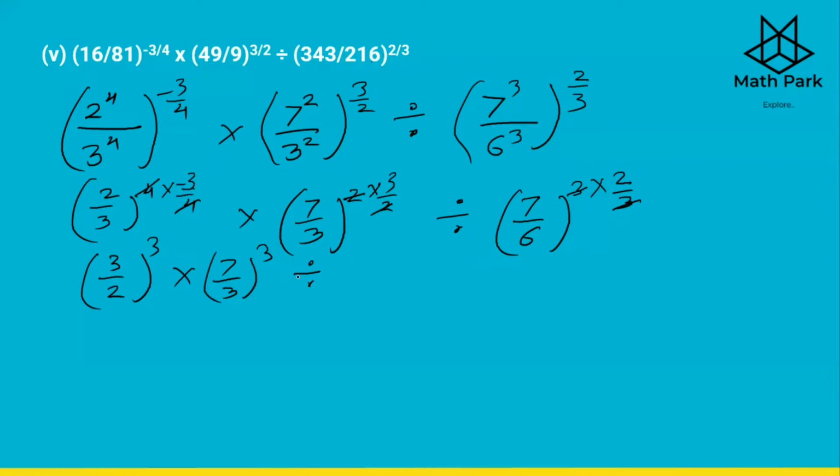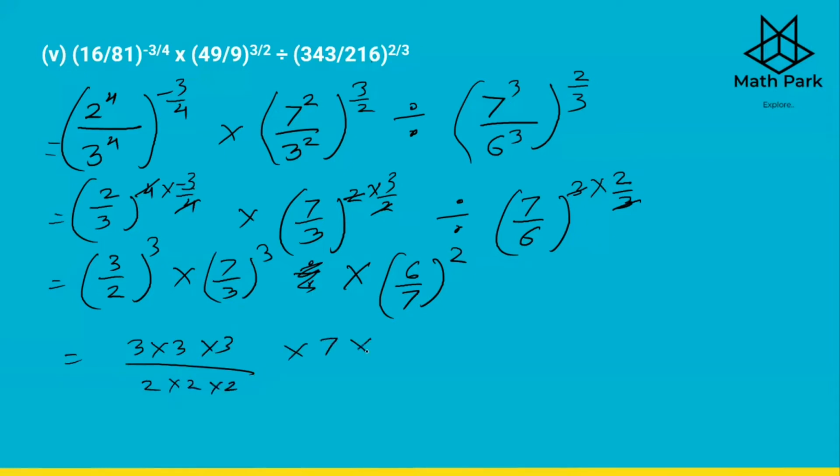If I have to do division here and convert this into multiplication, this becomes into (6/7) raised to 2. Right? Now let us simplify this further. We can just expand it and solve it. On expanding, we get 3 cubes: 3 into 3 into 3 upon 2 into 2 into 2, multiplied by 7 into 7 into 7 upon again 3 cubes, into 6 square, which is 6 into 6, upon 7 square, which is 7 into 7.